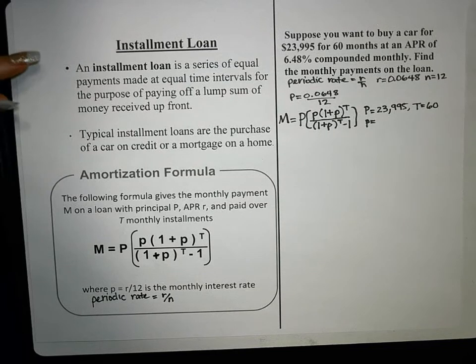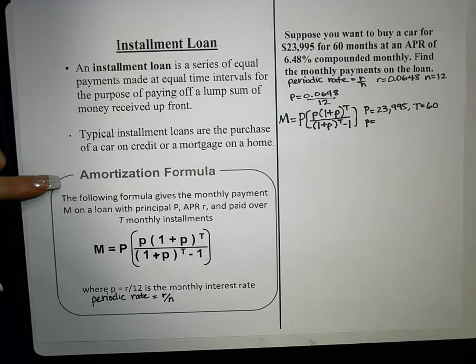An installment loan is a series of equal payments made at equal time intervals for the purpose of paying off a lump sum of money received up front. Typical installment loans are the purchase of a car on credit or a mortgage on a home.